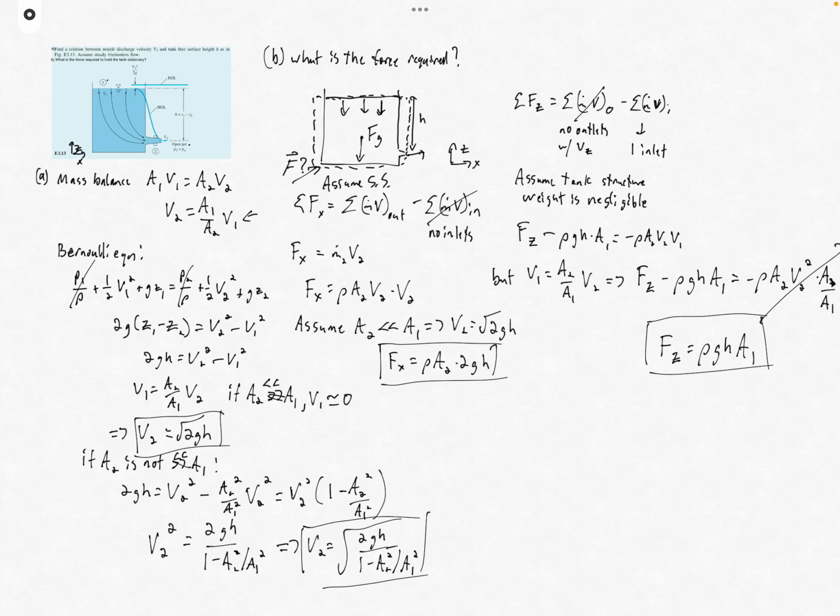So there we go. This was an example of how we can use mass balance, Bernoulli equation, and momentum balance to solve a problem that is a little bit more complicated than some of the very simple examples that we've looked at in class and in some of these other videos.